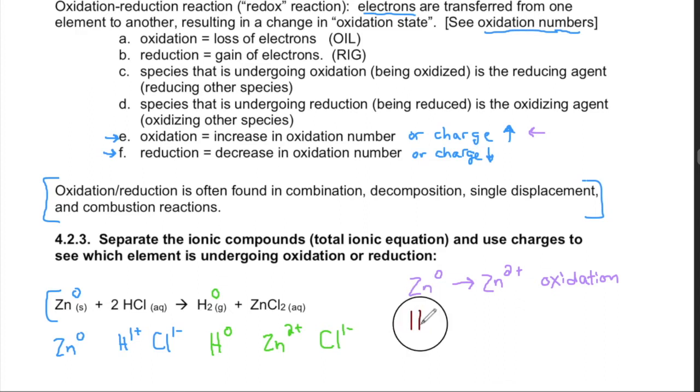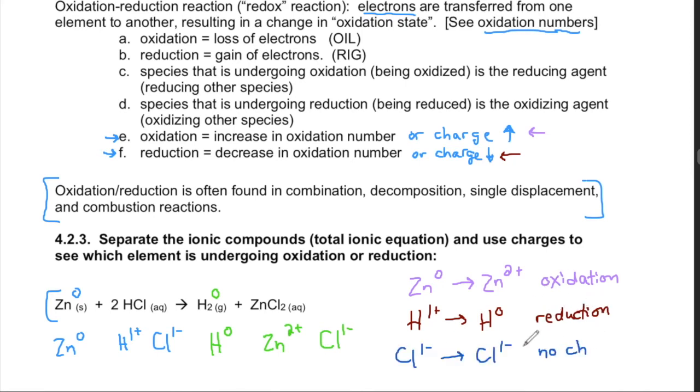The hydrogen went from having a +1 charge to having a zero charge. In order to do this, it had to gain electrons. The charge went down, so this is a reduction. We have zinc undergoing oxidation and hydrogen undergoing reduction. In this particular reaction, the chlorine is not undergoing a change. It is -1 to begin with and -1 at the end.